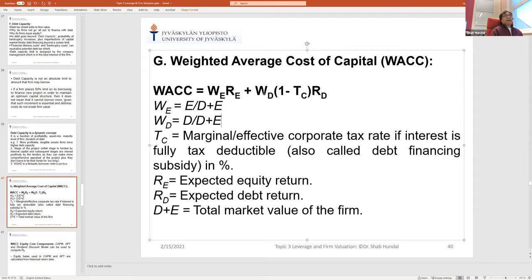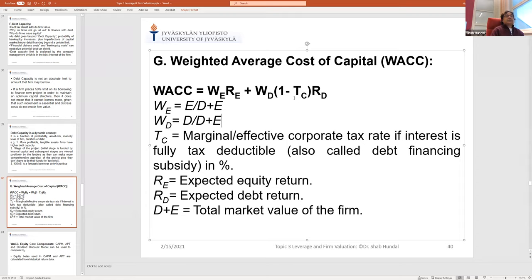The only difference is that when you are calculating the share of cost of debt, you are basically multiplying by 1 minus TC. If your corporate tax rate is 25%, then actually you are only paying 75% of the rate of interest, because 25% is calculated before the company is giving the interest payments. In other words, that 25% is a saving.